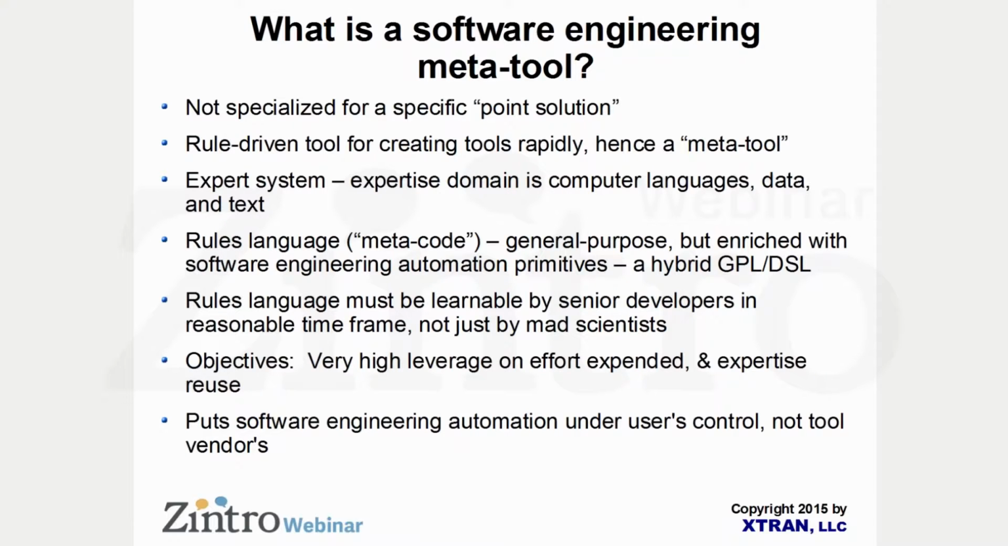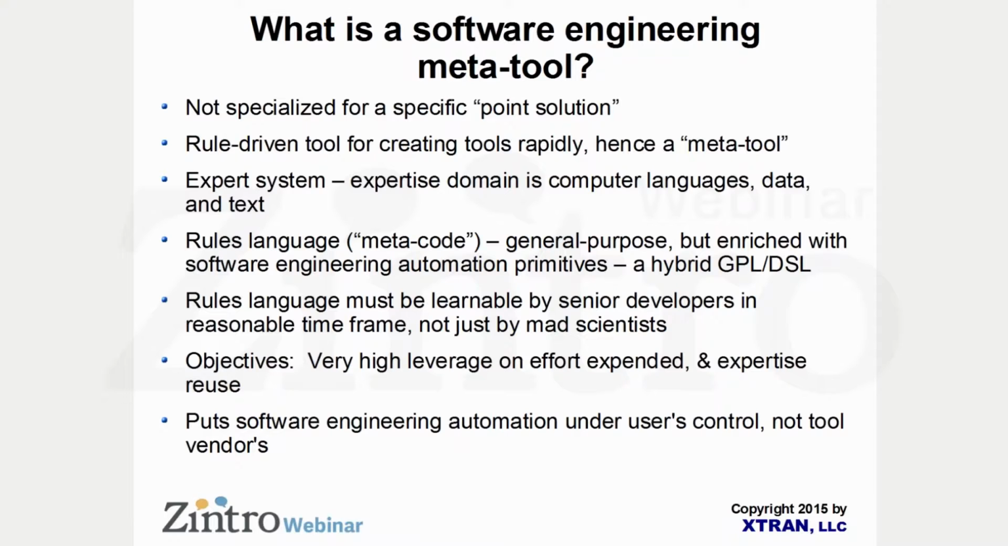Now, the best way to do that, in our view, is with an expert system whose domain of expertise is computer languages, data, and text. An expert system has a rules language. That's how you capture the expertise. In this case, we want one that is both general purpose and enriched for the job that it needs to do, which is automate software engineering. So you can think of it as a general purpose language that is very enriched with primitives that address typical software engineering automation tasks, which makes it also a domain-specific language. It's kind of a hybrid of the two.